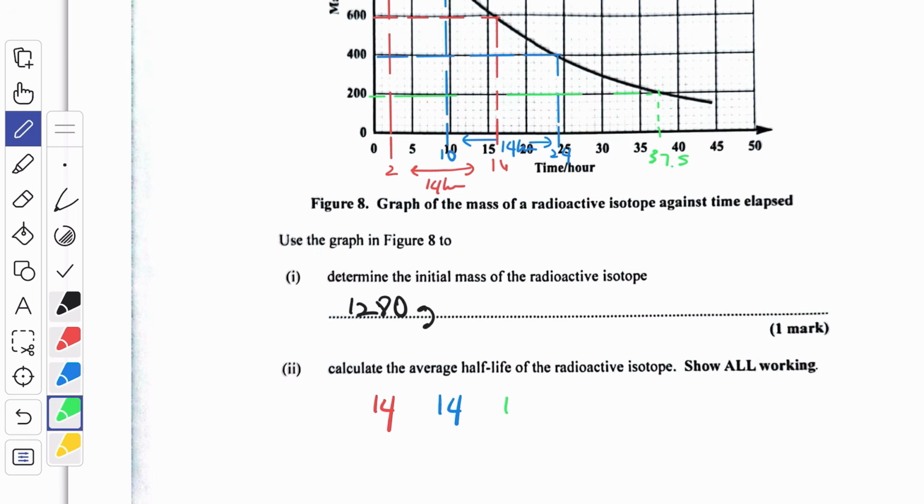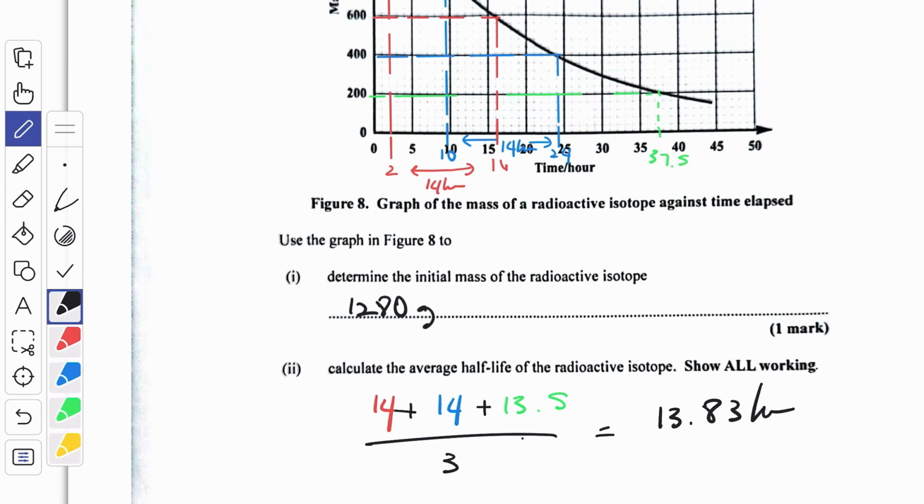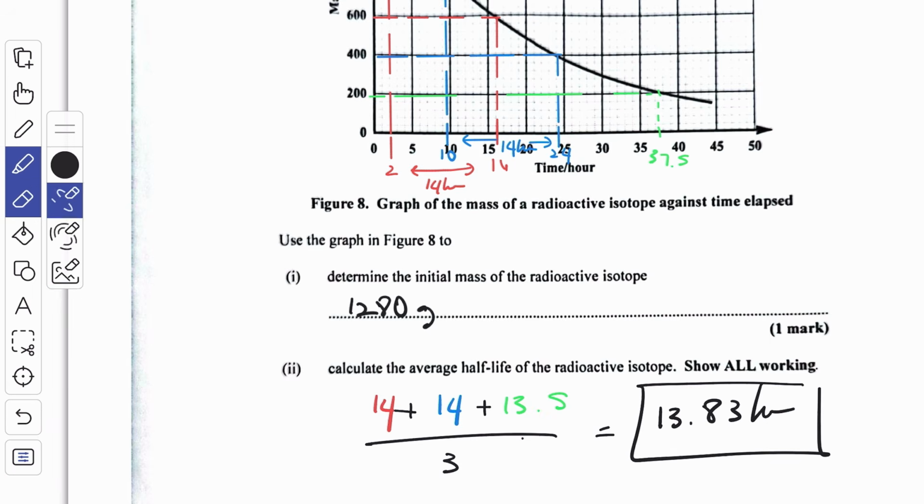If you got 14, that's wonderful. I got 13.5. So now I'm going to find the actual average. The first value was 14, my next value was 14, and my third value was 13 and a half. I have 3 values there, so I'm going to divide that by 3. When I put that in my calculator, oops, I forgot to divide it by 3. So I got 13.83 hours as my half-life.